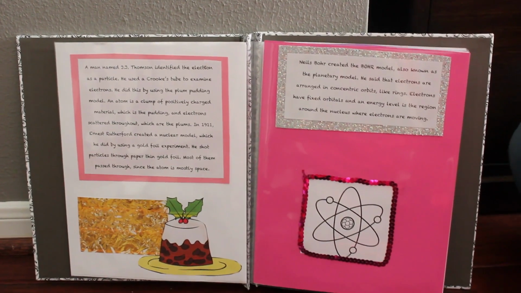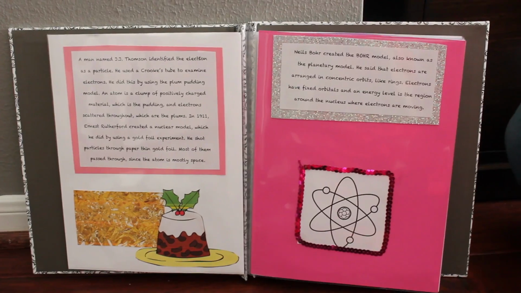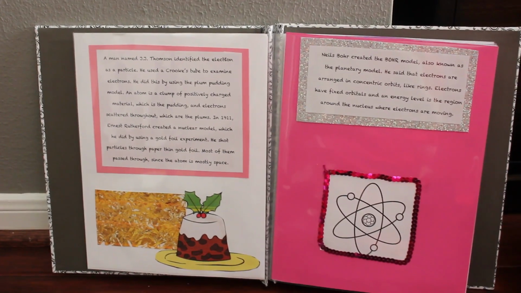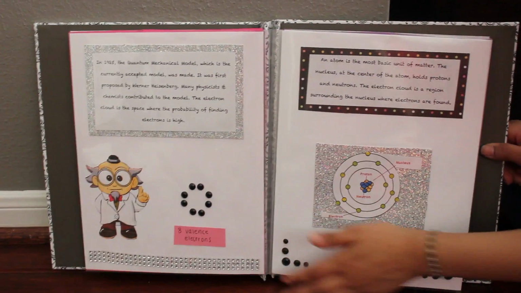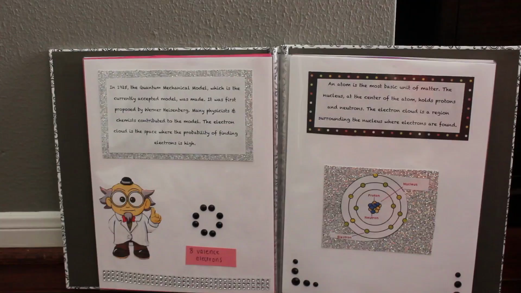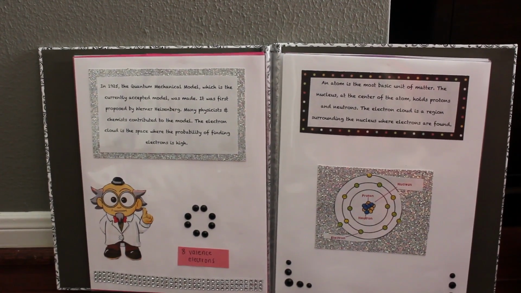Niels Bohr created the Bohr model, also known as the planetary model. He said that electrons are arranged in concentric orbits like rings. In 1925, the quantum mechanical model, which is the currently accepted model, was made. It was first proposed by Werner Heisenberg.